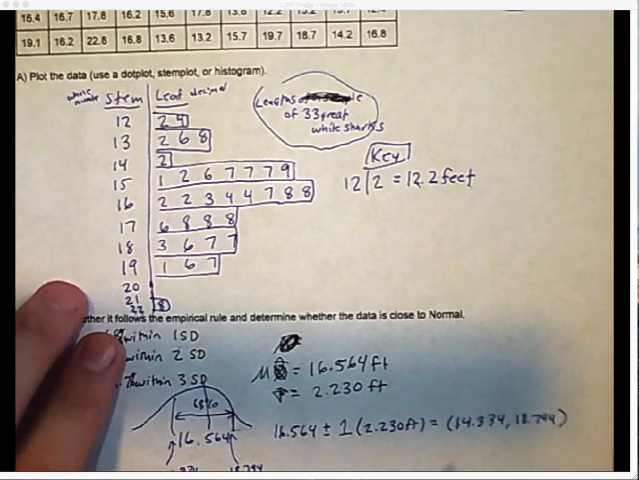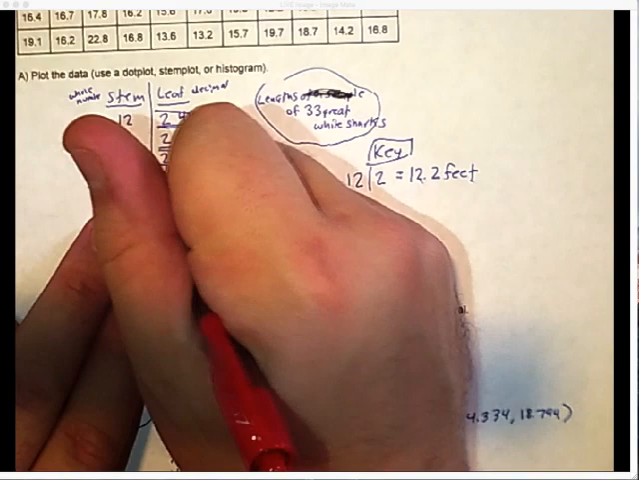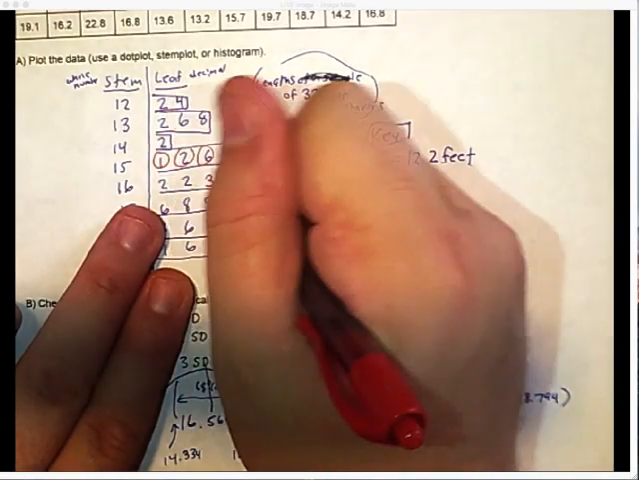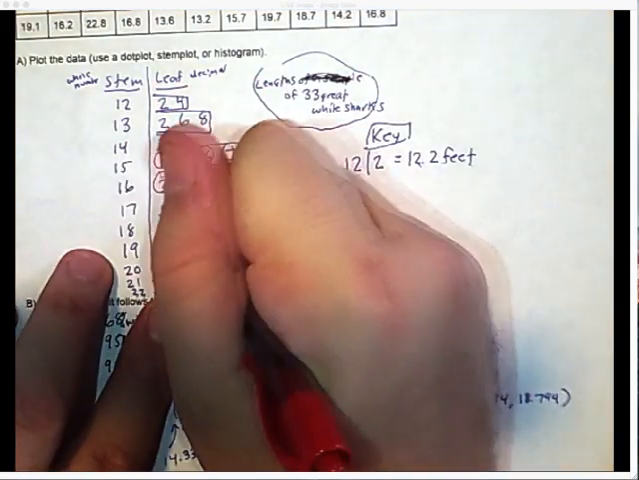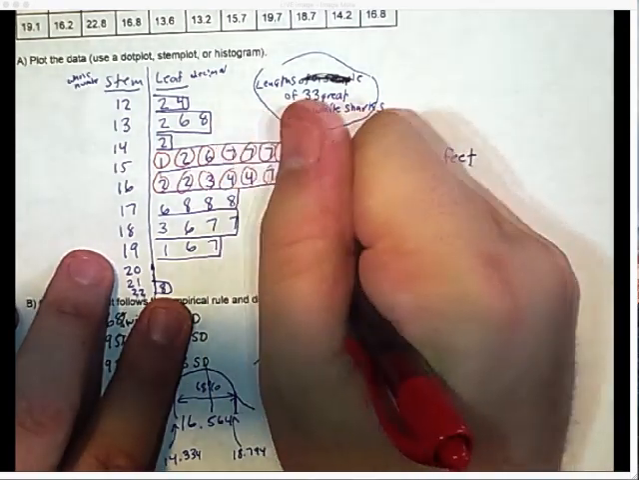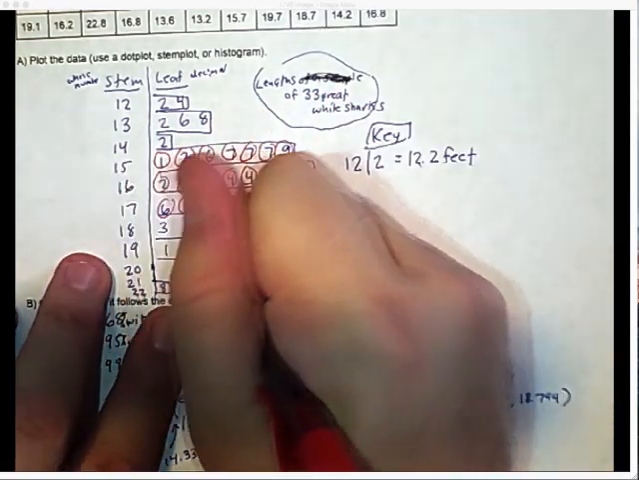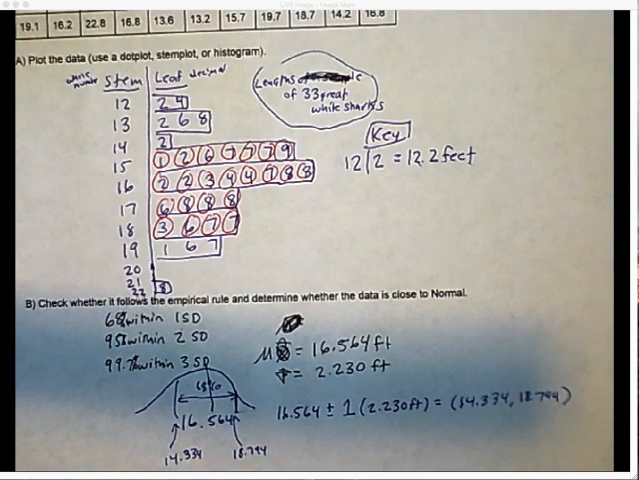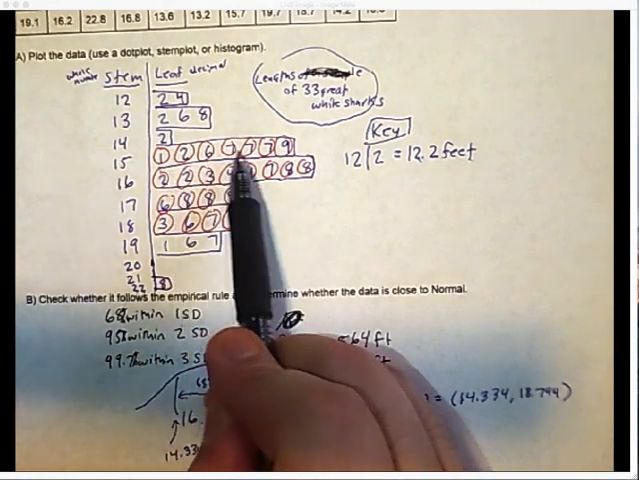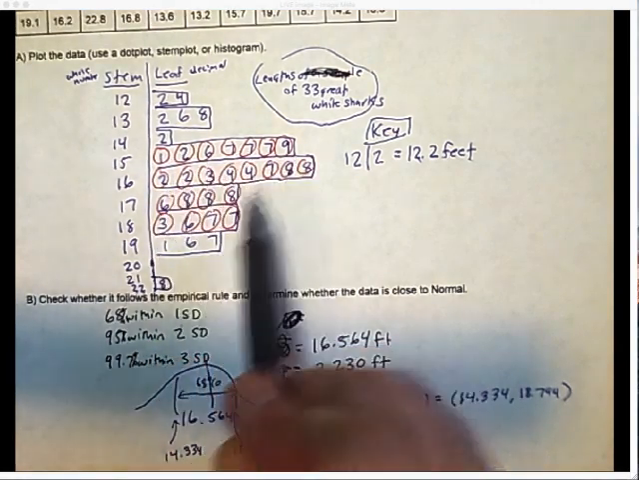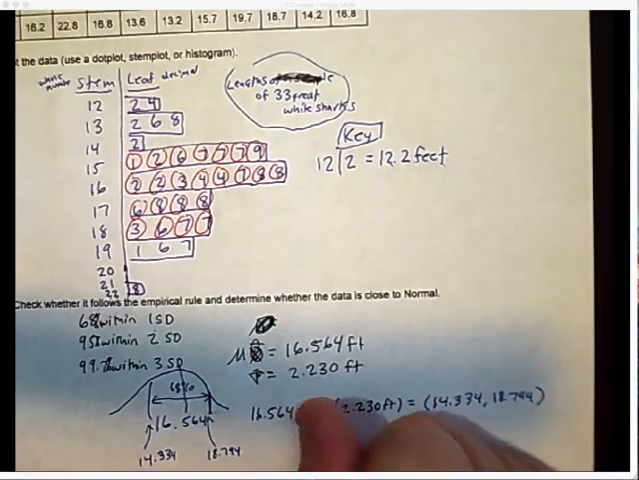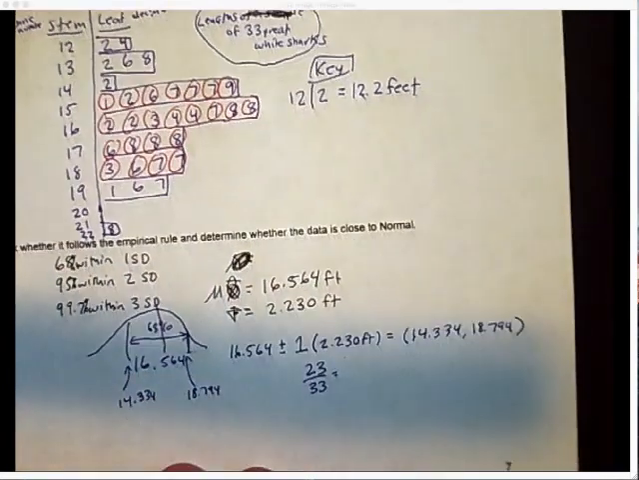So where's the first one that's above 14.33? Well, that one is. We're going to keep going until we don't go over 18.794. So circle all these that are less than 18.794. Those are the values that are within one standard deviation. How many values are there? 1, 2, 3, 4, 5, 6, 7, 8, 9, 10, 11, 12, 13, 14, 15, 16, 17, 18, 19, 20, 21, 22, 23. So 23 of the 33 sharks are between these numbers.